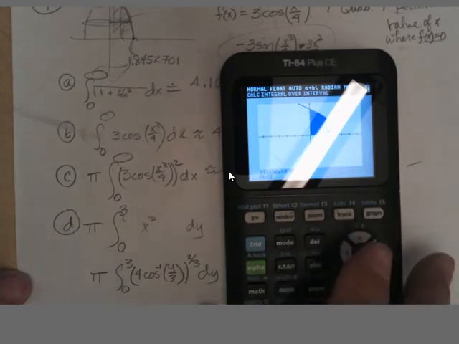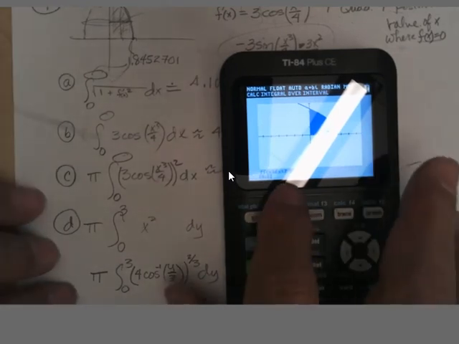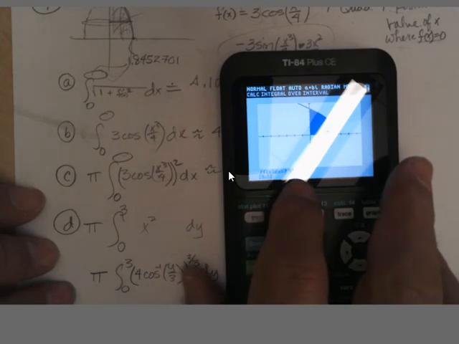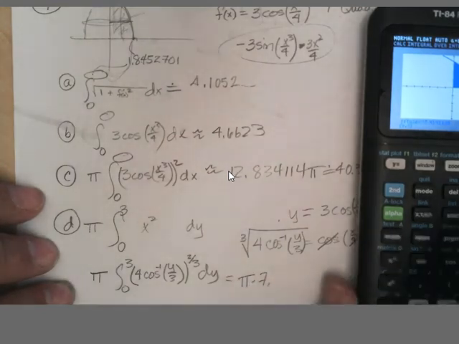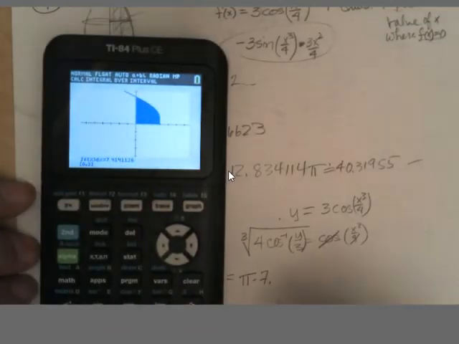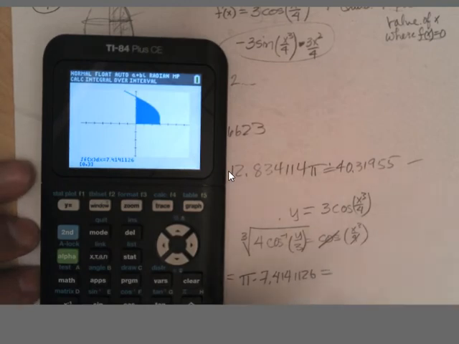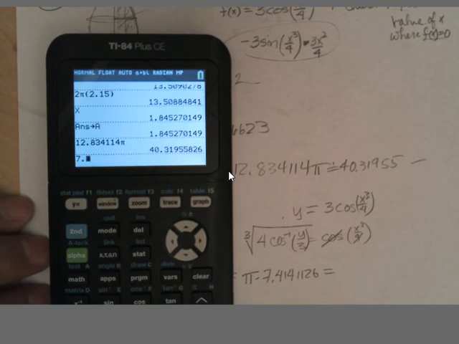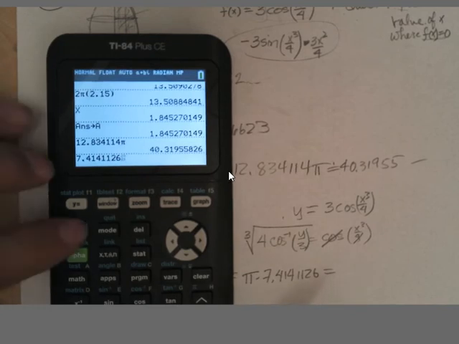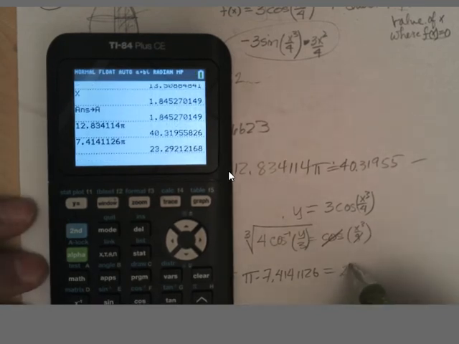And it says it's 7.4141126. Pi times 7.4141126 is 23.2921 and so on.